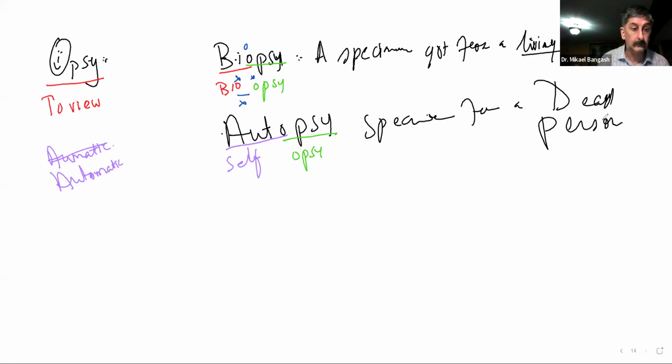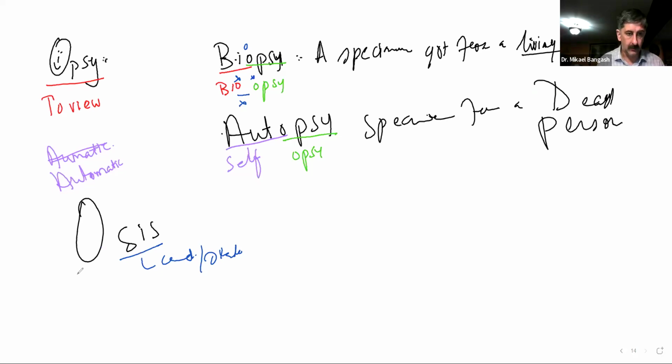Now, osis. Here we can say osis means condition or state. What the letter O stands for here is osis, and if something is osis, that's going to be abnormal. Clear?